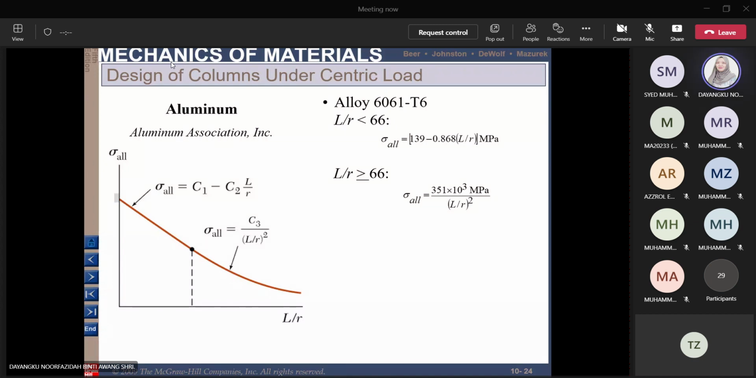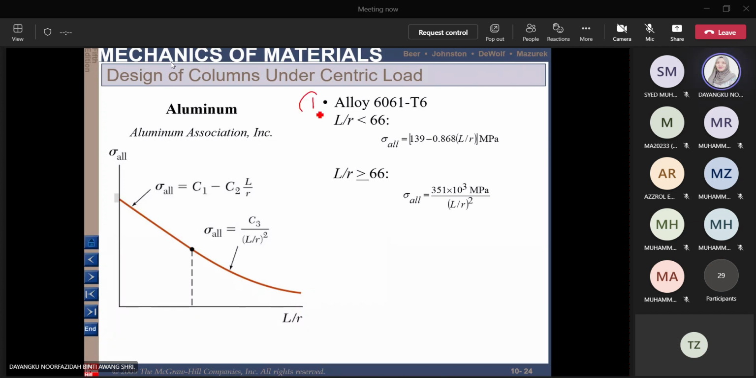So let's continue. Okay, so for the previous example, we used steel. So now we also have the values for aluminium. And for aluminium, we have two parts. The first one is for the 6061. So this is the type of aluminium. So we will have two types of aluminium.